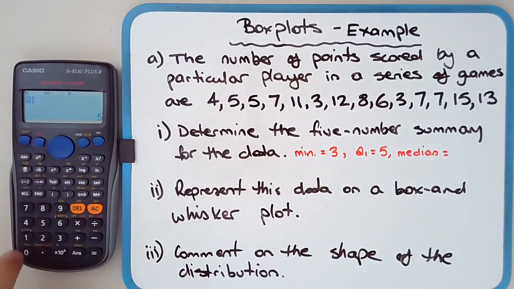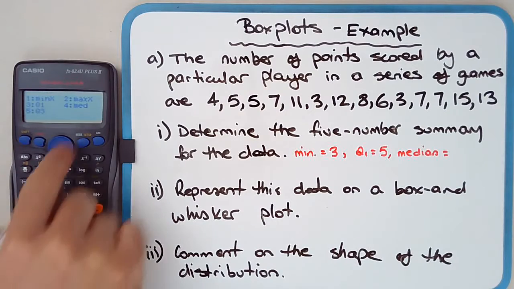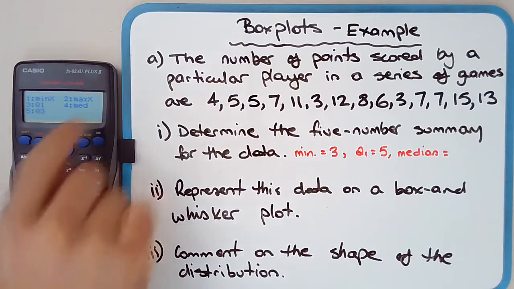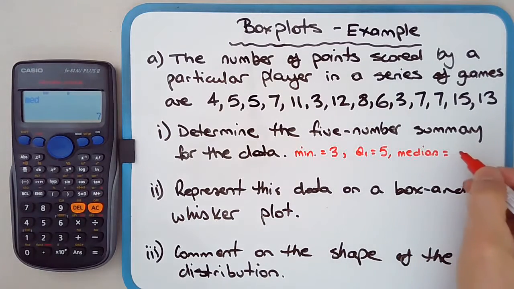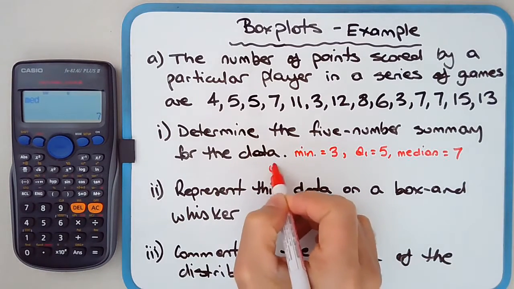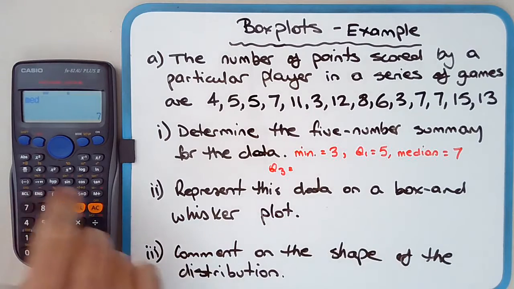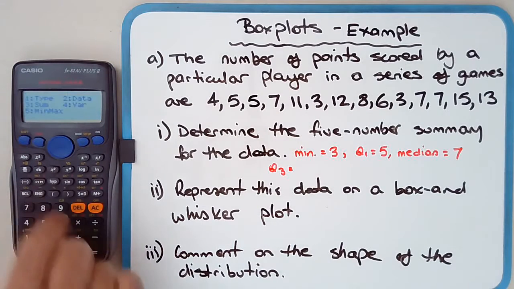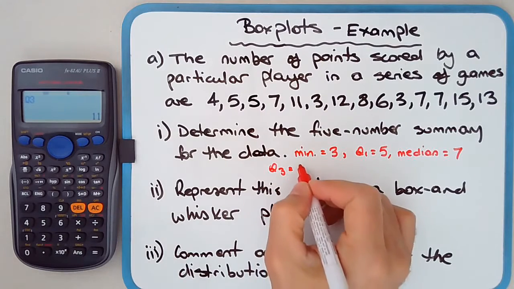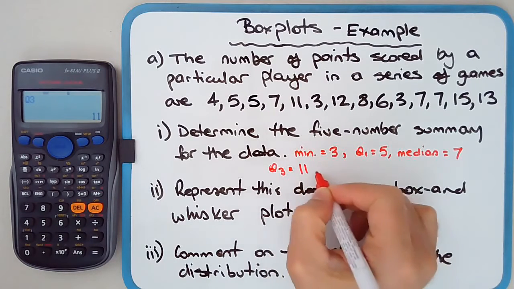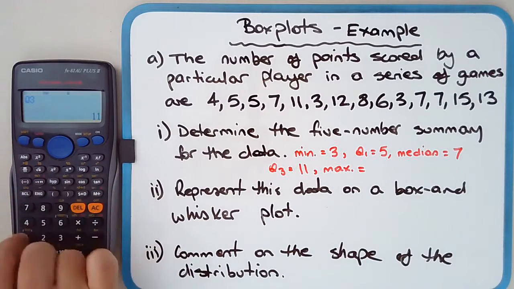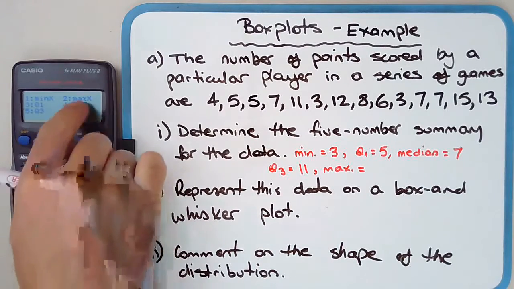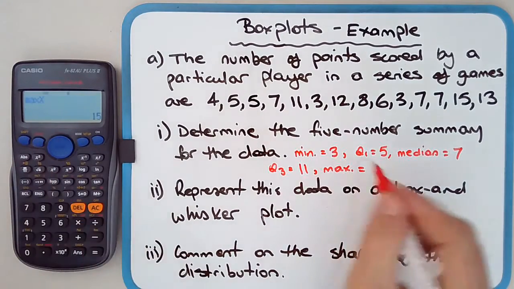Okay, let's work out the median. Shift 1, min max, option 4 there, med, where it says MED. That's 7. Upper quartile, Q3, shift 1, min max, number 5, Q3, that's 11. And the maximum score, number 2, is 15.